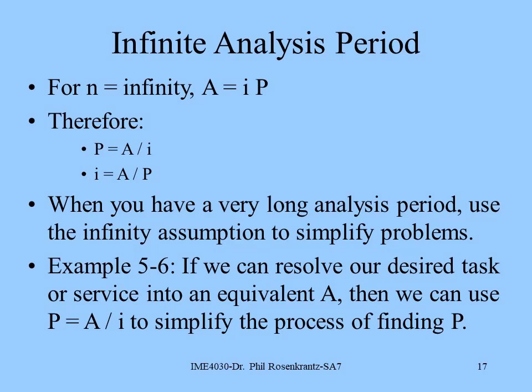Let's go to slide number 17. Our last method that we're talking about here is when we have an infinite analysis period. When n equals infinity, we have a nice relationship that the uniform annual cost is equal to the interest rate times the principal, A equals IP. You can rearrange that and find that P equals A over I, and if you need it, I equals A over P. Now, when we have a very long or infinite analysis period, this assumption really simplifies problems because we can use those nice, easy formulas.